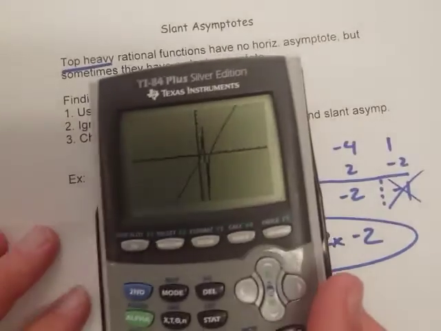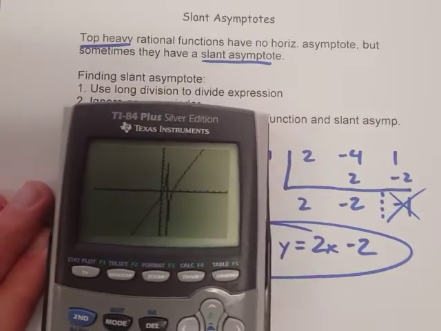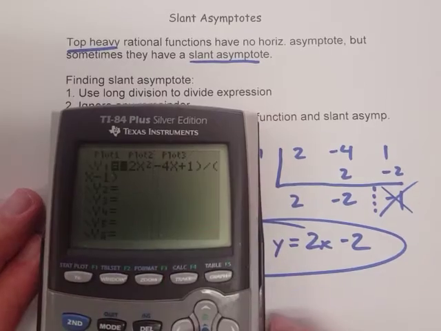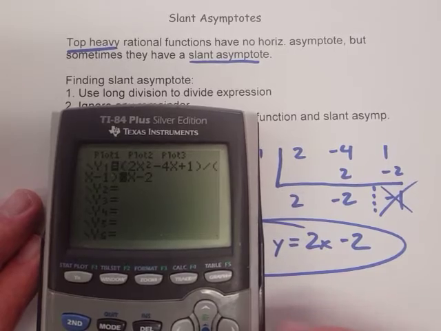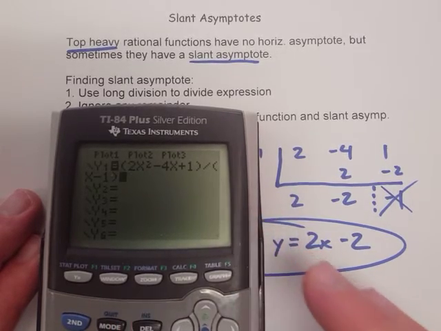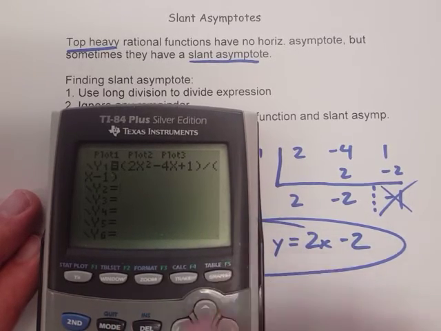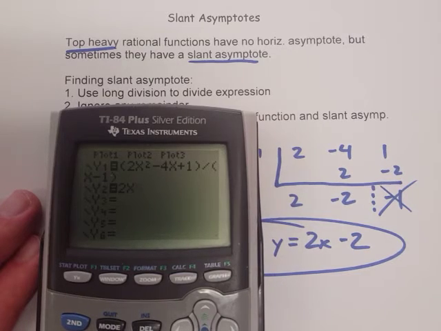I'm going to put that on my calculator. So the slant asymptote is, as we have found, 2x minus 2. I'm going to put that on there with the graph, and we should notice, oops, wrong graph. Oops, I put it on that instead. That's not going to do a whole lot of good. 2x minus 2.